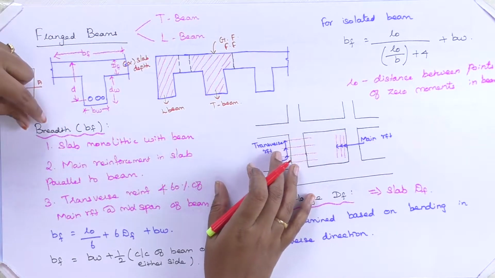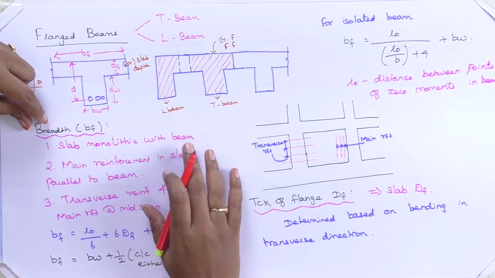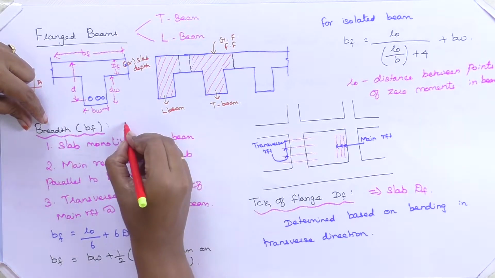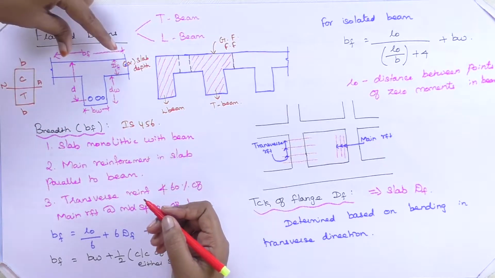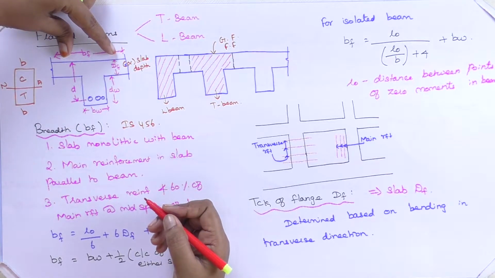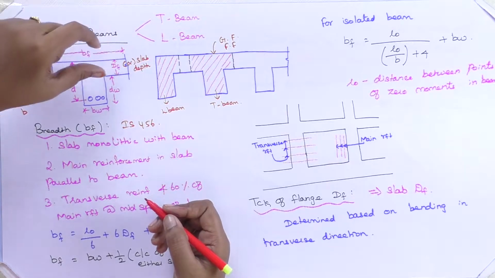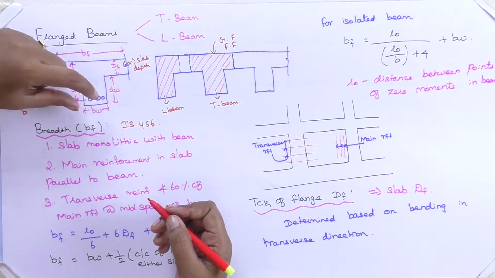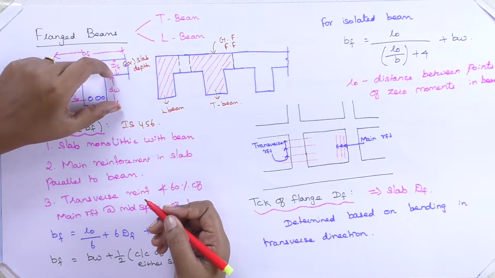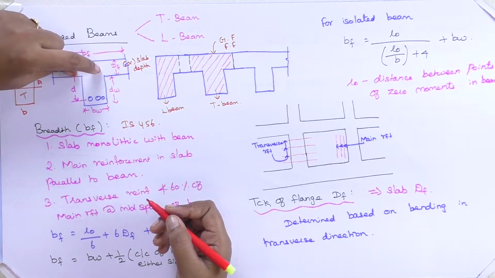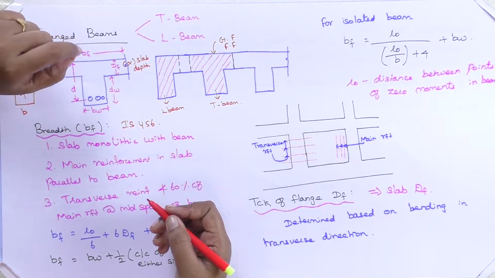We have certain conditions in the IS 456 code: how to take up the breadth of the flange, how to calculate the breadth of the flange, then how to calculate the depth of the flange, and how to keep BW, the breadth of the web, and the depth. We have certain criteria, and we need to satisfy our codal requirements also.